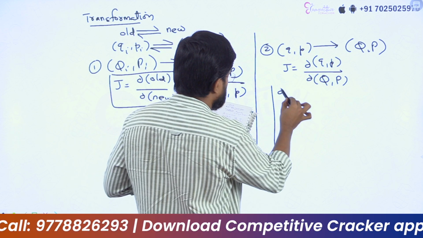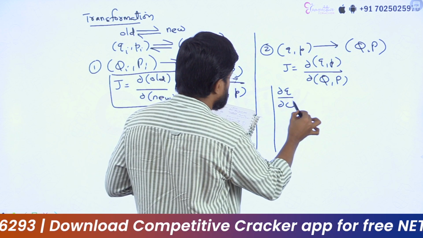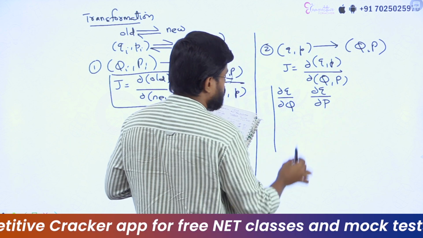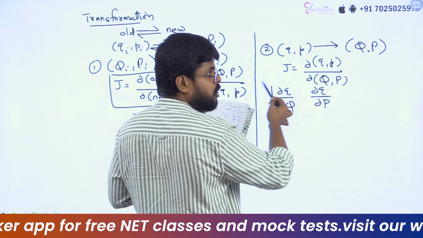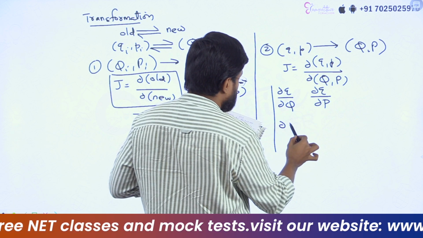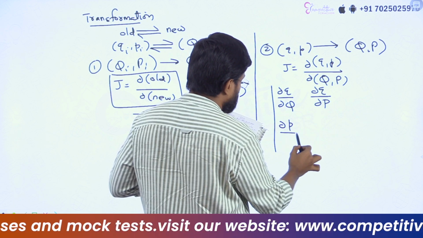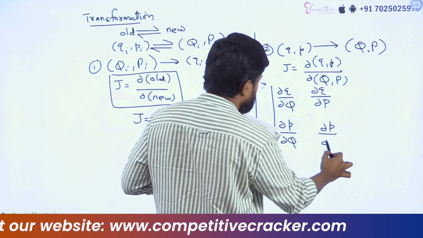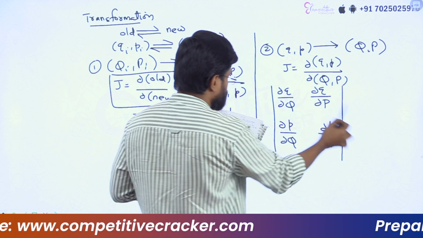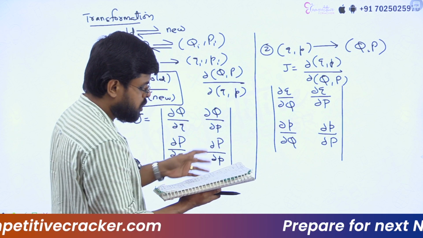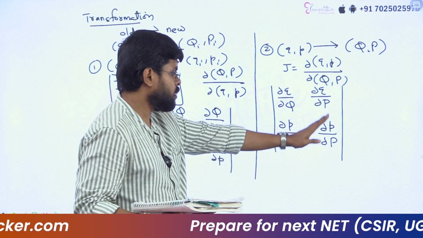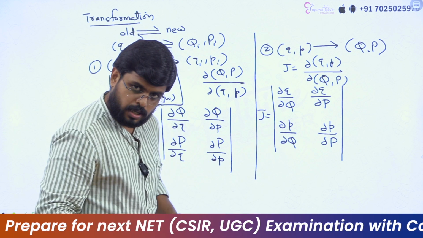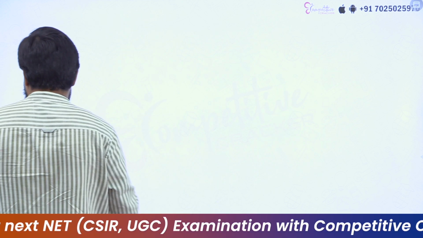You should know. Dou small q by dou capital Q, dou small q by dou capital P. The numerator should be the same along the row. Then here dou small p by dou capital Q, and dou small p by dou capital P. So this is how we are determining the value of the Jacobian. Okay, is it clear?